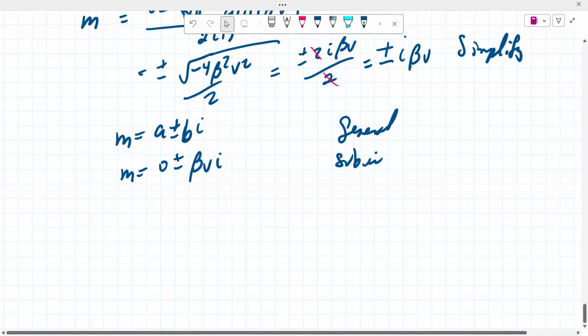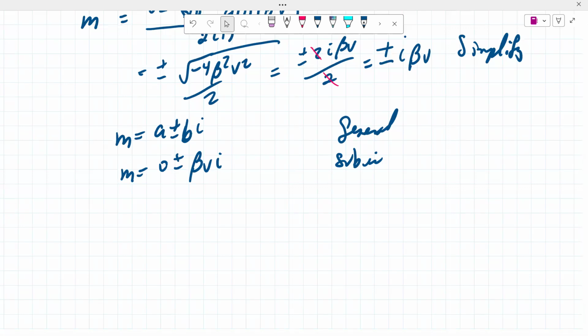Hey, my pen stopped writing. What's up? A equals 0 and B equals BV. Reduce A and B.